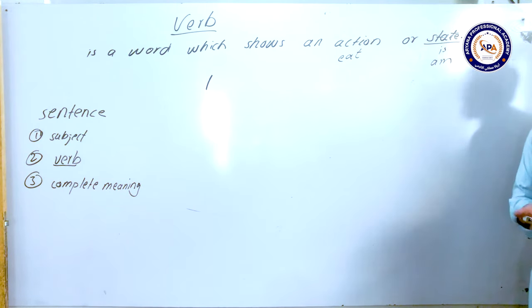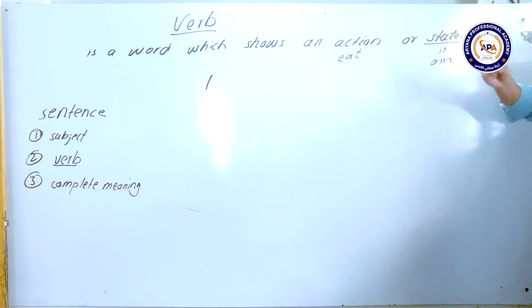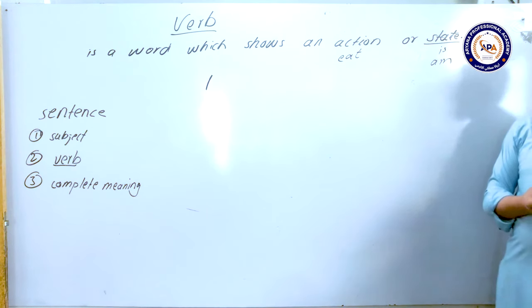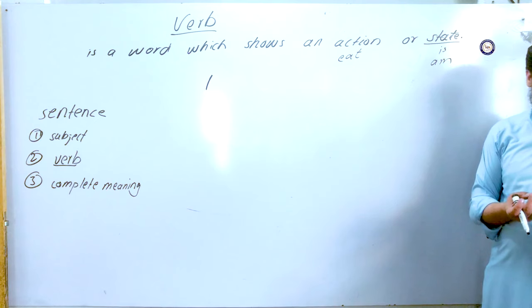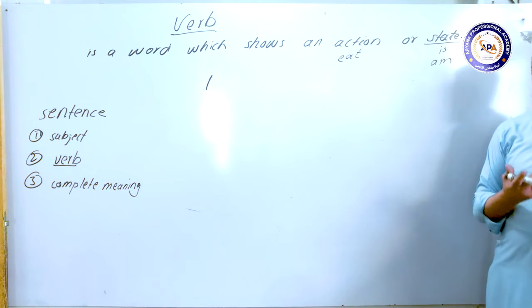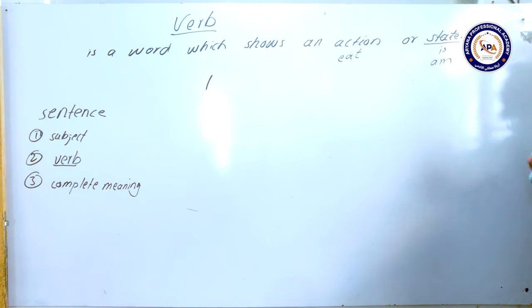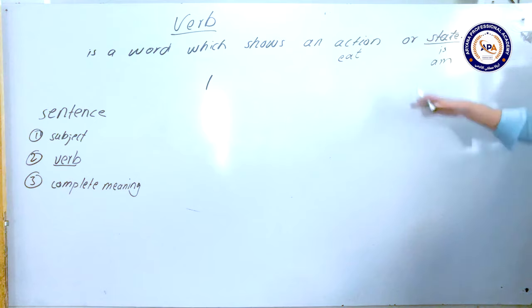Some other verbs can also be state verbs. But to be verbs are the main state verbs. They're used mostly in a sentence in order to show the existence of someone, where somebody exists. And also to show the quality of someone by using an adjective after a to be verb. And also we mention the job of someone, the gender of someone. So for state, we use to be verbs. And also we have some more verbs which show state. And we will mention that in the types, inshallah.